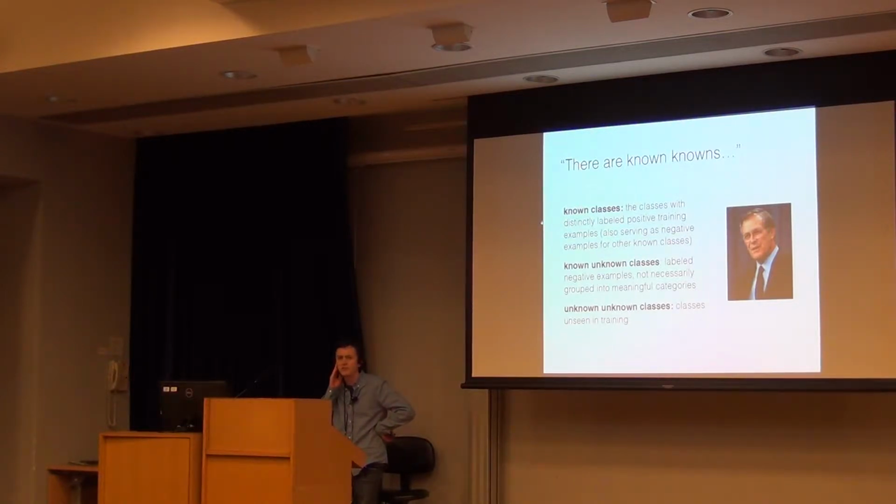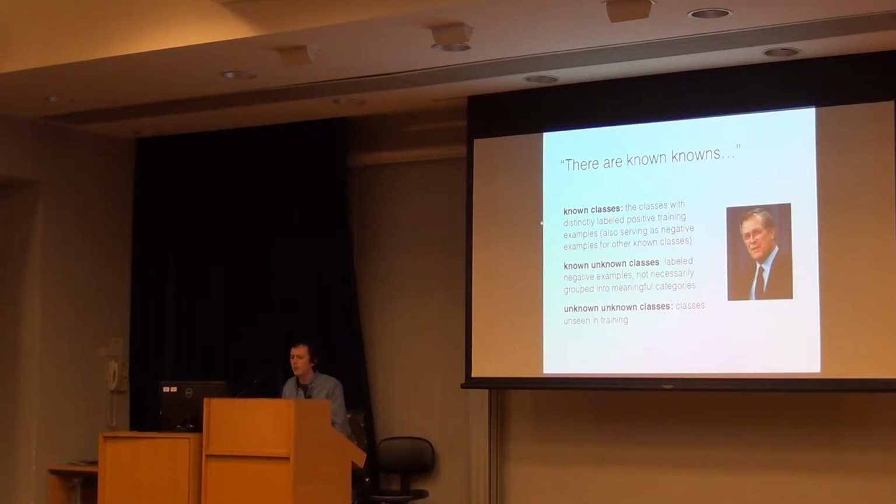So if we recast Rumsfeld's words for machine learning, we end up with the following taxonomy. We have known classes, and these are going to be the classes with distinctly labeled positive training examples. And they could also serve as negative examples for other known classes. No big deal. Again, that's what we usually have when we're doing supervised machine learning.